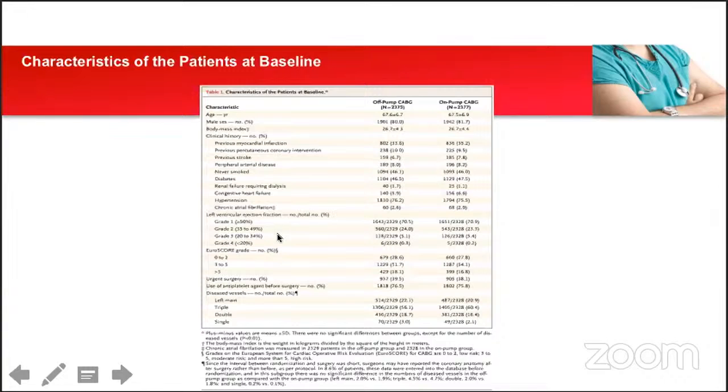If we look at the ejection fraction, around 70% had an ejection fraction of more than or equal to 50%, and nearly a quarter of them had an ejection fraction of 35 to 49%. And if we look at the coronary artery disease, patients with left main disease were about 20 to 22% in both arms, with triple vessel disease 56% in the off-pump arm versus 60% in the on-pump arm.